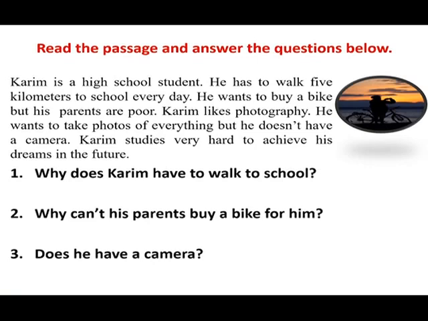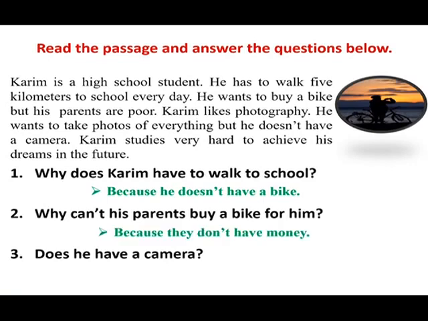Okay, I guess you got them right, so let's answer these questions. Yes, number 1, why does Karim have to walk to school? Yes, very good. So it's because he doesn't have a bike. Very good. Number 2, why can't his parents buy a bike for him? Yes, very good, because they are poor. They don't have money, or they are poor or don't have money for that.